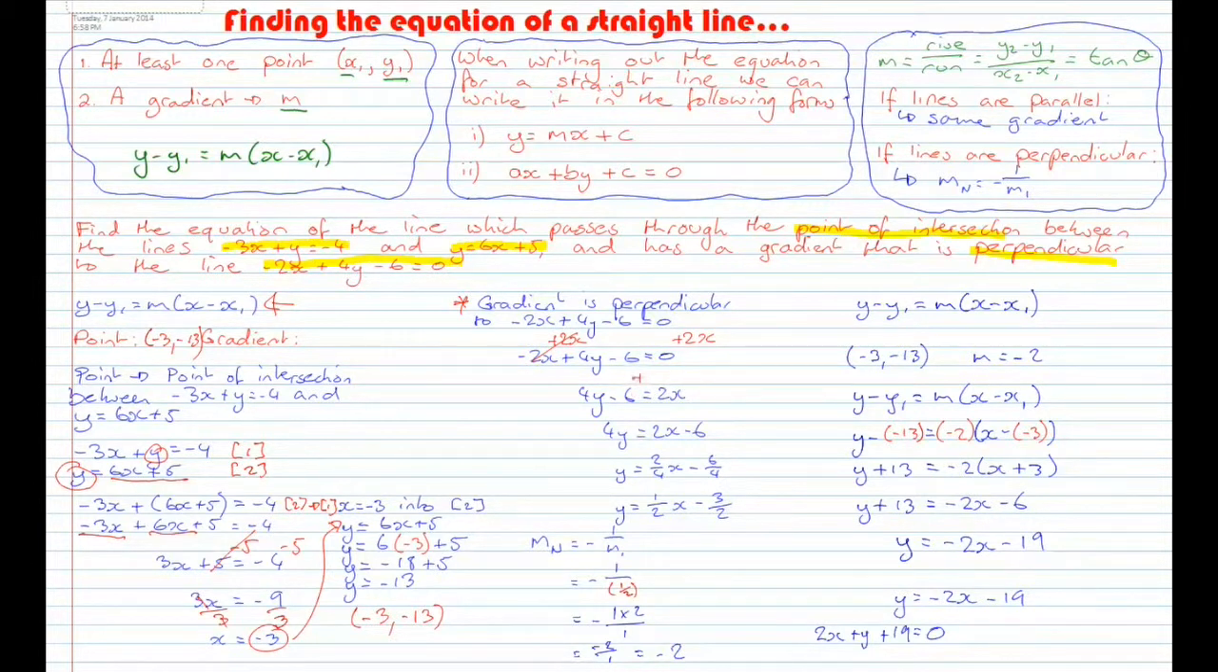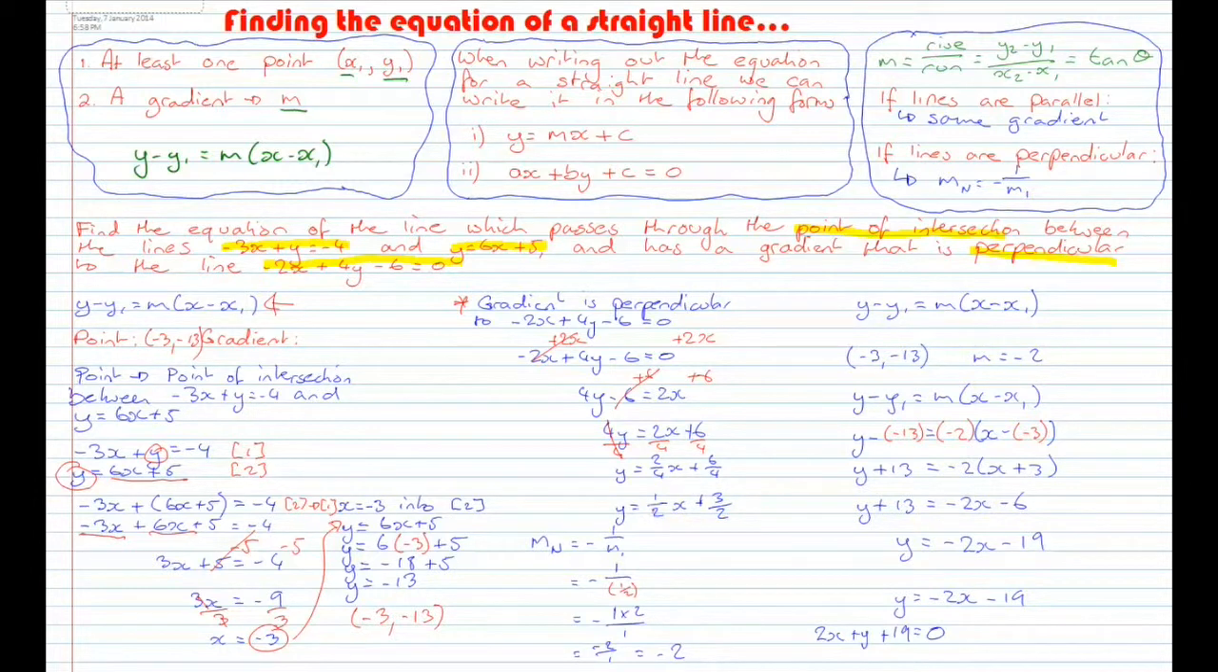Now I add 6 to both sides. These cancel out, leaving me with 4y is equal to 2x plus 6. I then divide both sides by 4, everything here by 4. That cancels out, leaving me with y is equal to 2 over 4x plus 6 over 4. And of course, the common factor between 2 and 4 is 2, so cancelling it down to 1/2, and you can cancel 6 over 4 down to 3 over 2.